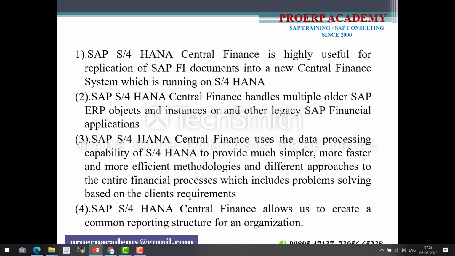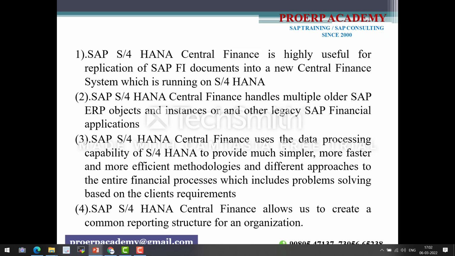All should be replicated into our central finance system, which is running on S/4HANA. And the third important point is SAP S/4HANA Central Finance uses the data processing capability of S/4HANA to provide much simpler, faster and more efficient methodologies and different approaches to the entire financial processes, which includes problem solving based on the client's requirements.